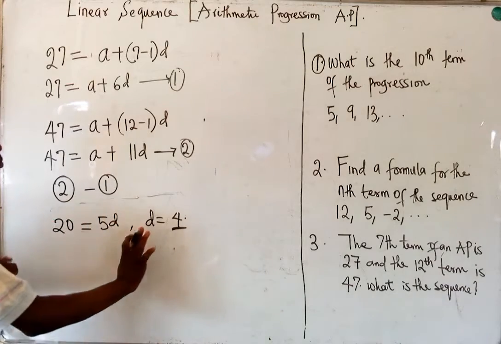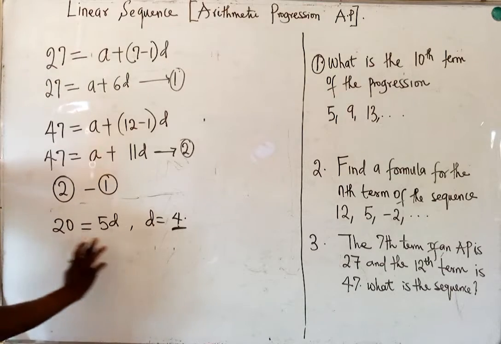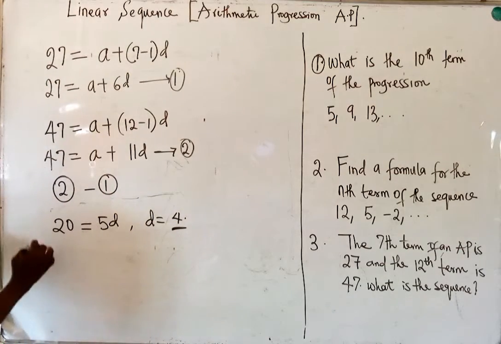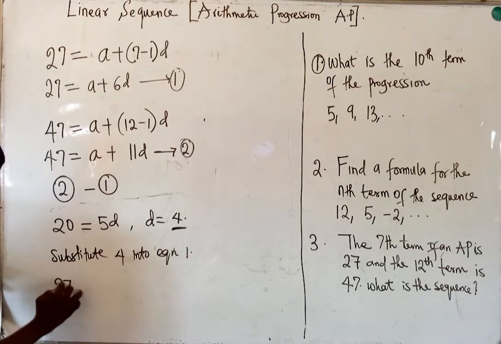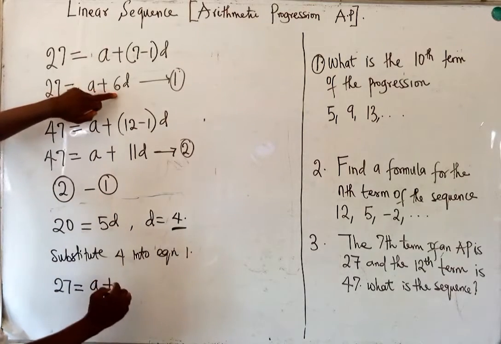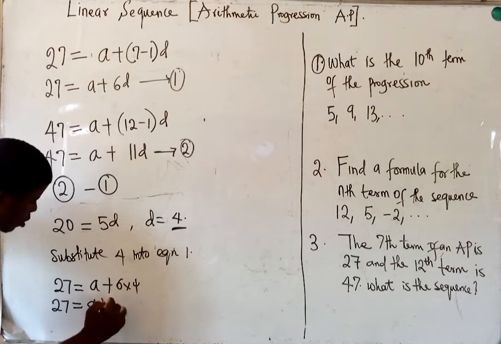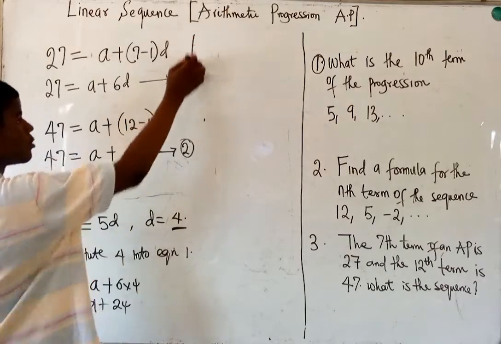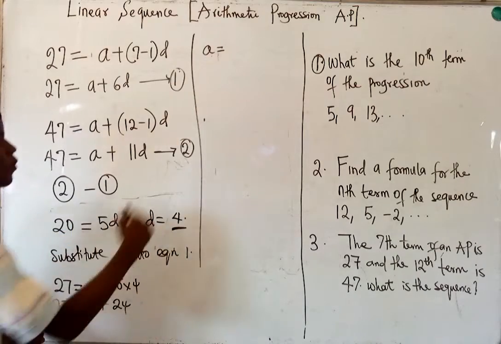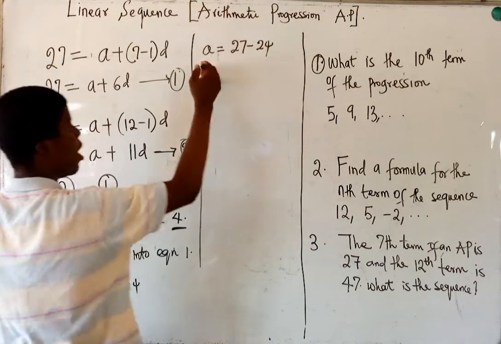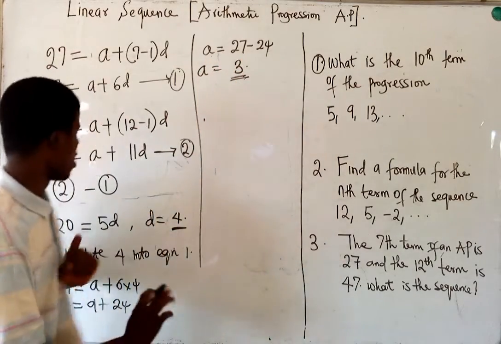To get A, we substitute this value 4 of D into any of equation 1 or 2. So if we put 4 in equation 1, so we are going to substitute 4, which is the value of D, into equation 1. So 27 is equal to A plus 6 times 4. 6 times 4 is 24. Good. So we'll collect terms so that A will be equal to 27 minus 24, and that is equal to 3. So this is the first term of the progression, and this is the common difference of that same progression.